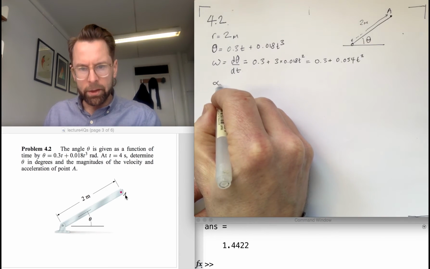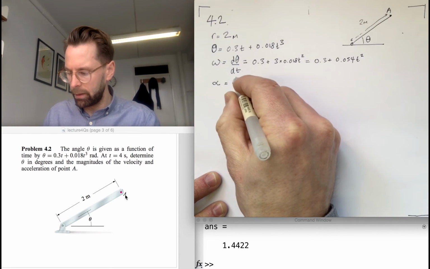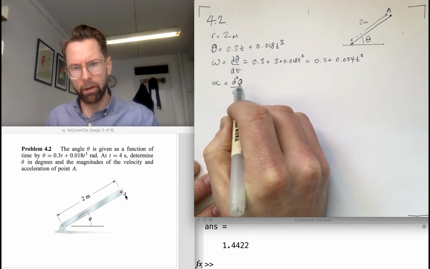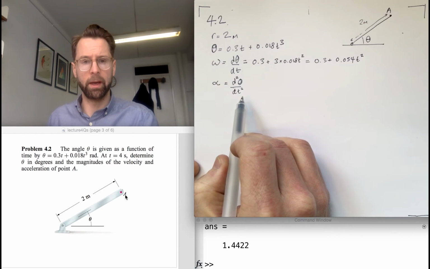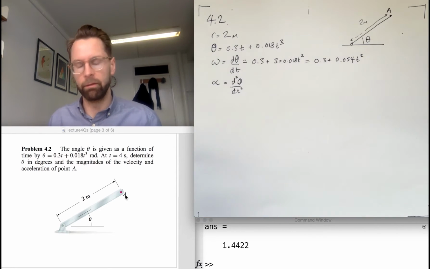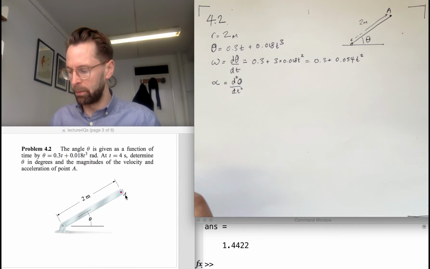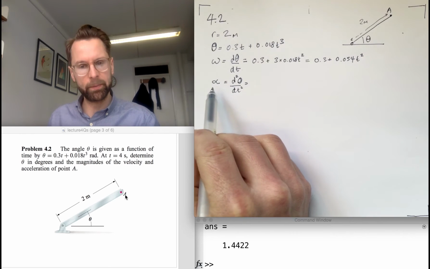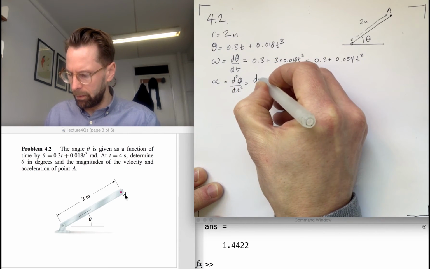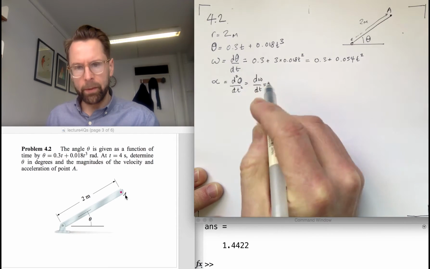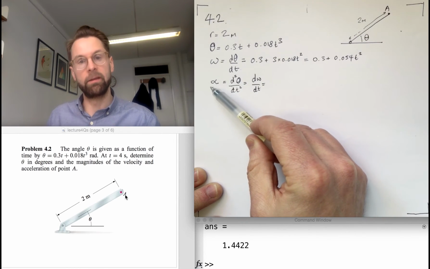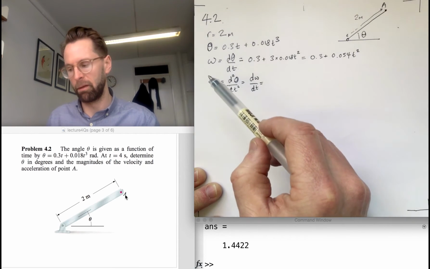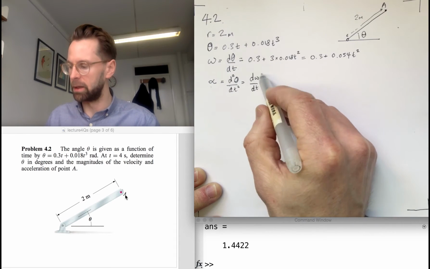Now, angular acceleration, which is the other thing we need to calculate, and this is also a function of time, this is the second derivative of the angular displacement with respect to time, in the same way that linear acceleration is the second derivative of the displacement with respect to time. It's also just the first derivative of the angular velocity. So in the same way that linear acceleration is the time derivative of linear velocity, the angular acceleration is the time derivative of angular velocity. So we're just differentiating this again.